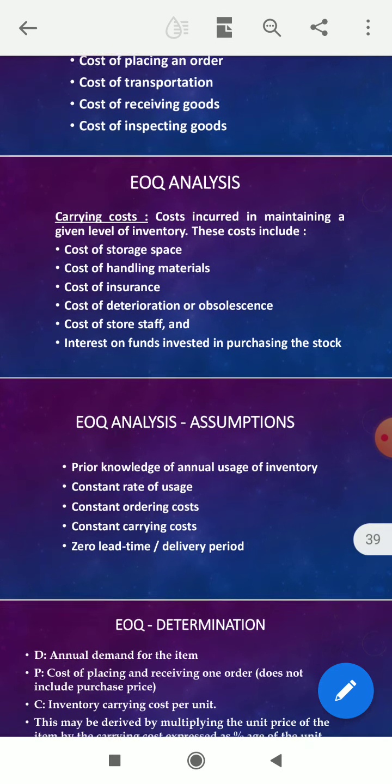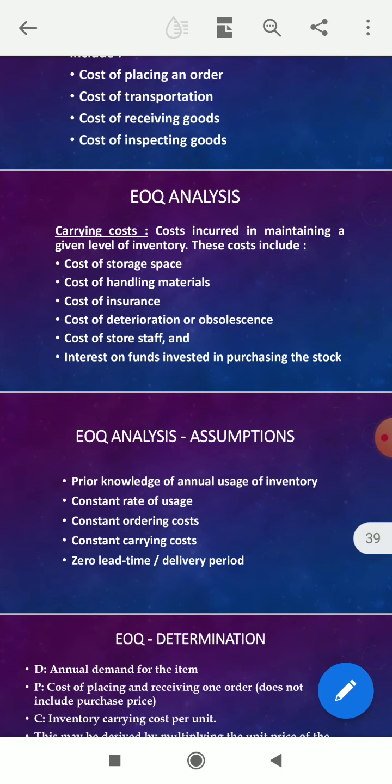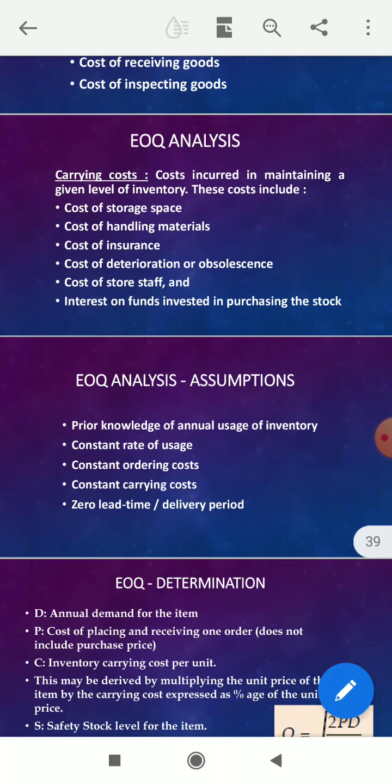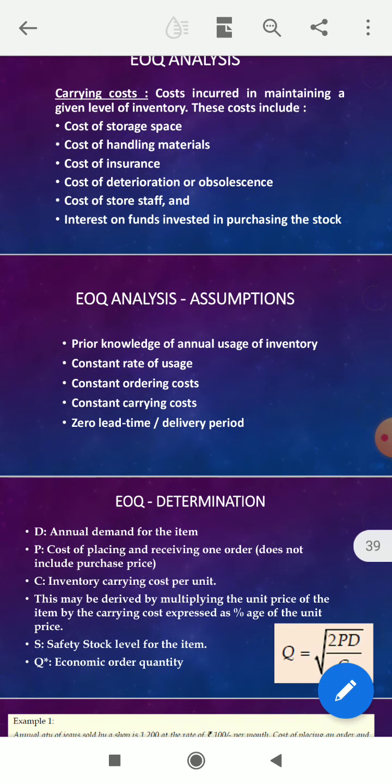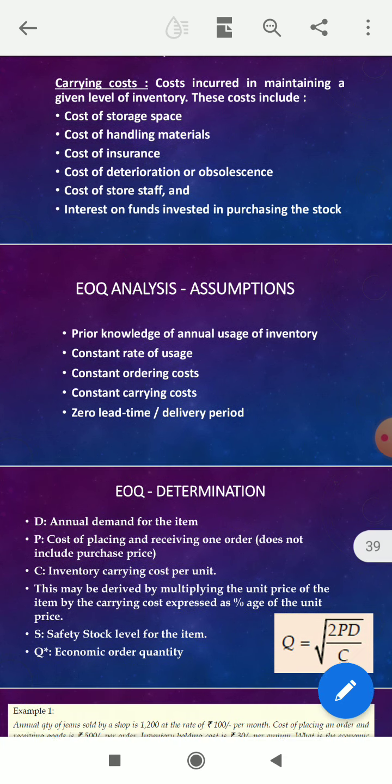Next one, EOQ analysis assumptions. Prior knowledge of annual usage of inventory, constant rate of usage, constant ordering cost, constant carrying cost, zero lead time or delivery period. Next, we discuss EOQ calculation.